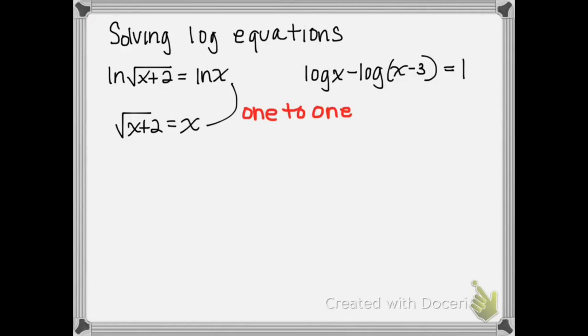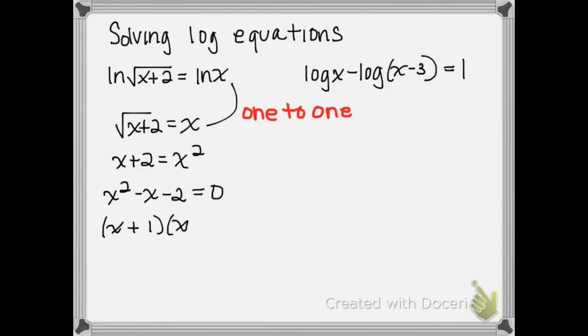So here is rad x plus 2 is equal to x. Square both sides, and we'll isolate and set equal to 0. And can we factor this? I think so. x plus 1, x minus 2. And we get x equals negative 1 or x equals 2.